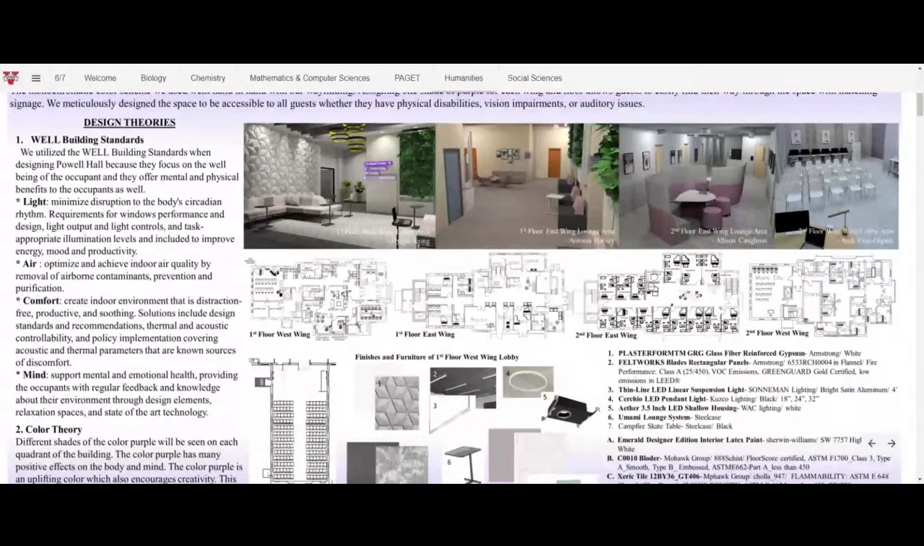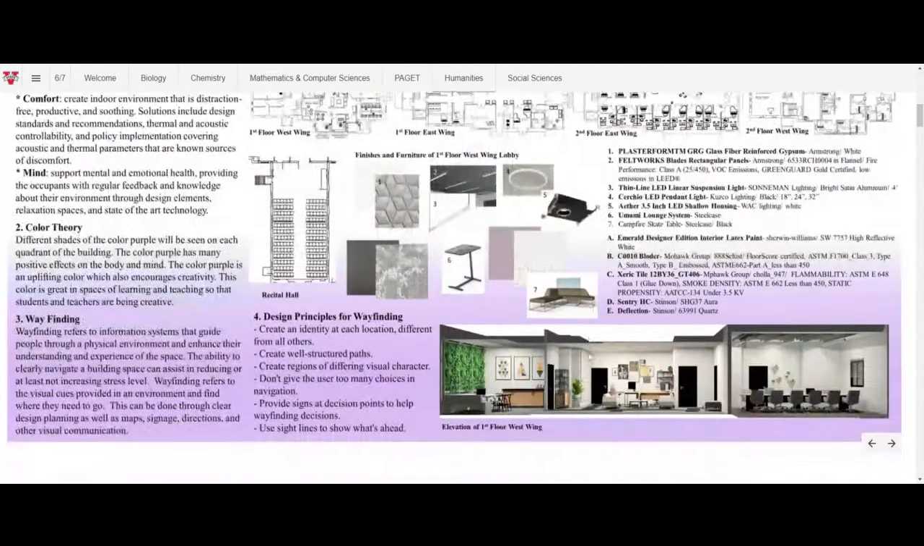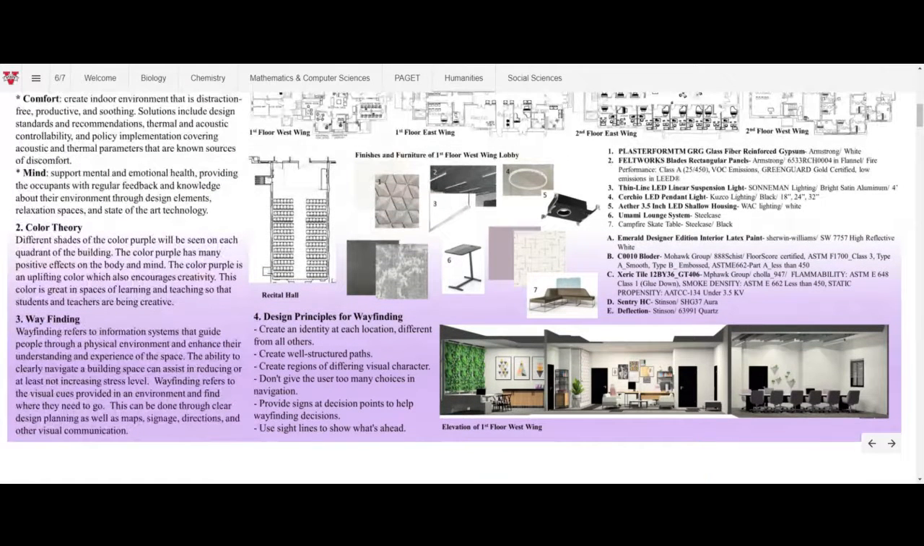And also, if you see the middle part, the finish and furniture of the first floor west wing lobby, we use this material to achieve the sustainable design. And also, if you see the bottom part, the elevation of the first floor west wing, this space also achieved the wayfinding and well building standards. So I hope you guys enjoy this poster.